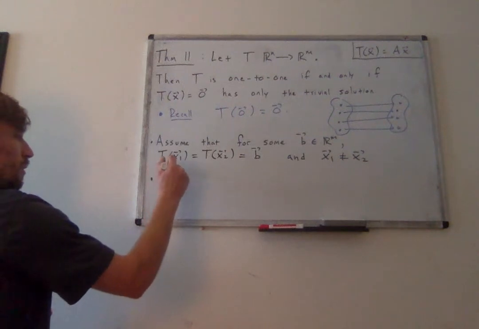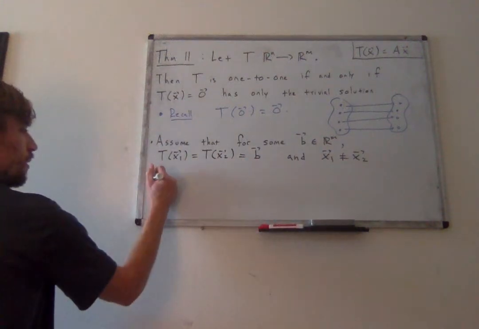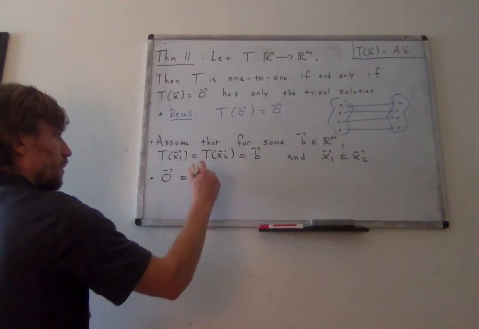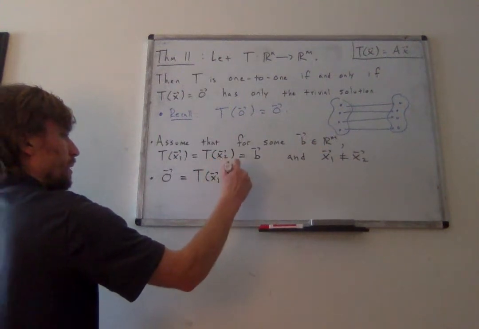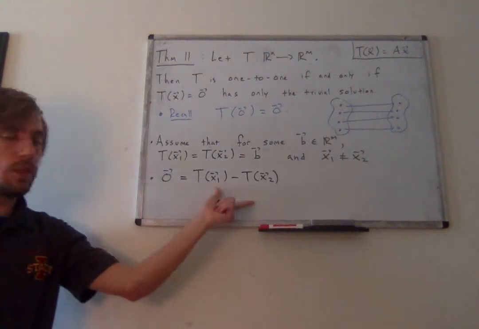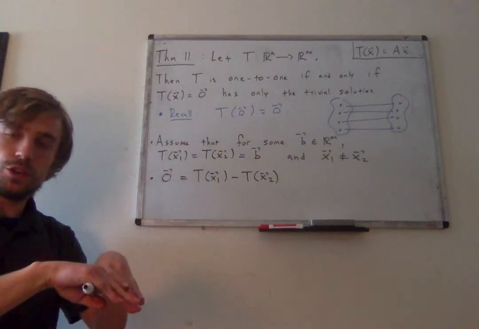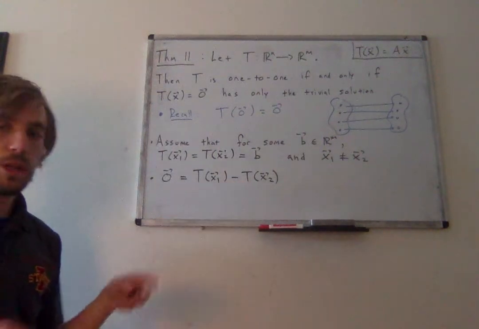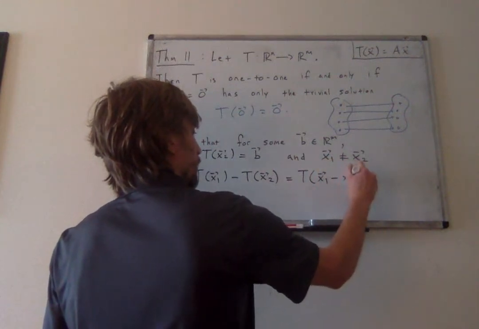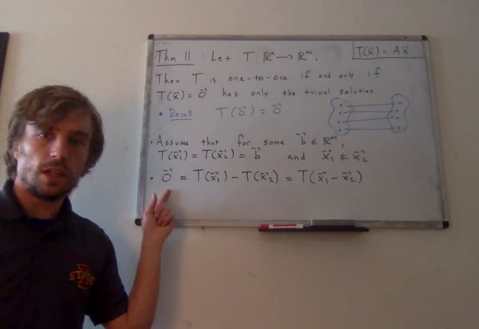So notice, well, I'm going to write this in another direction. Because T of x1 and T of x2 are equal, the 0 vector is equal to their difference. But notice T is a linear transformation. So what do linear transformations allow me to do? They allow me to combine these two expressions into one, right? So that means that T of x1 minus x2 is equal to the 0 vector.